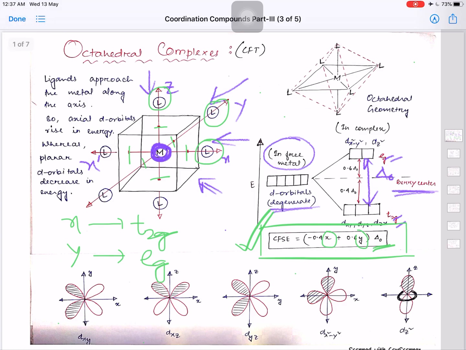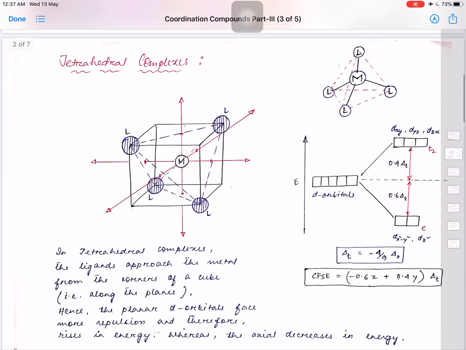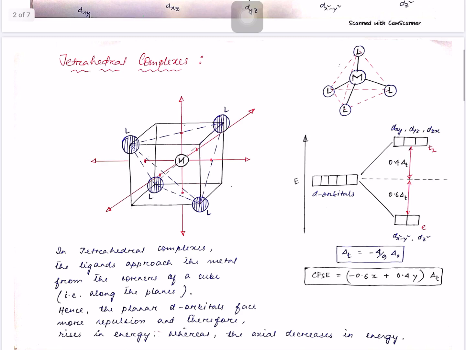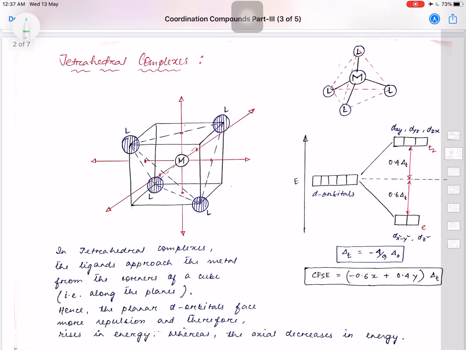Now let us move on to tetrahedral complexes. In tetrahedral complexes, we will explain it on the basis of crystal field theory only, so we will just consider the cubic crystal. This is the tetrahedral geometry, and if you relate it with this cube, we will take one corner and skip the next corner.